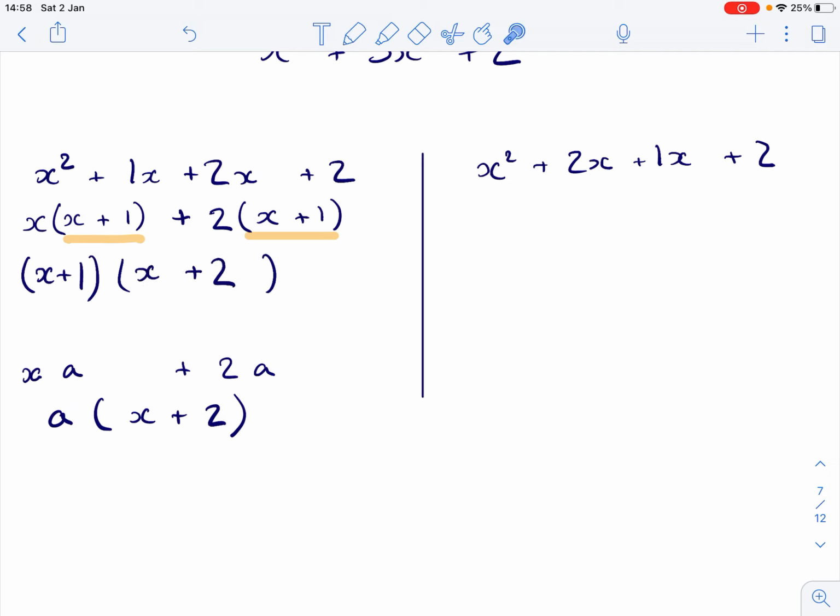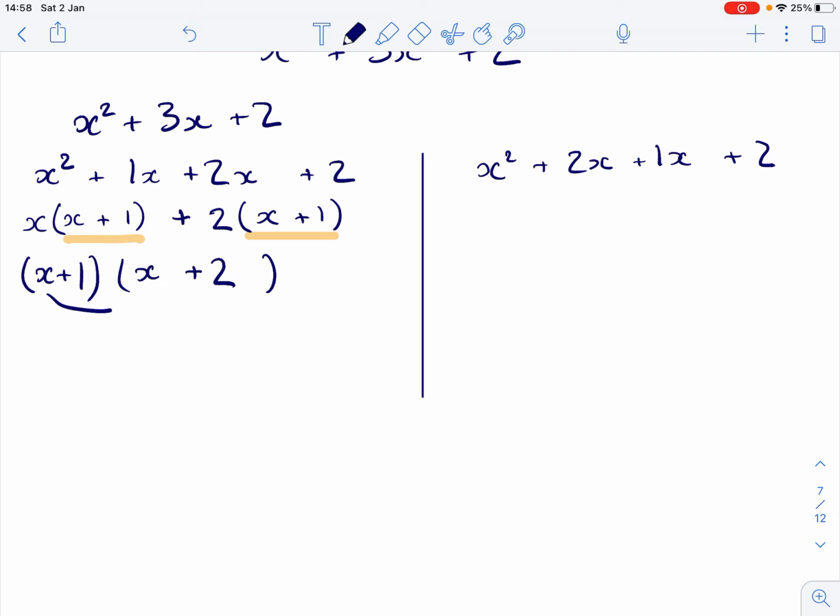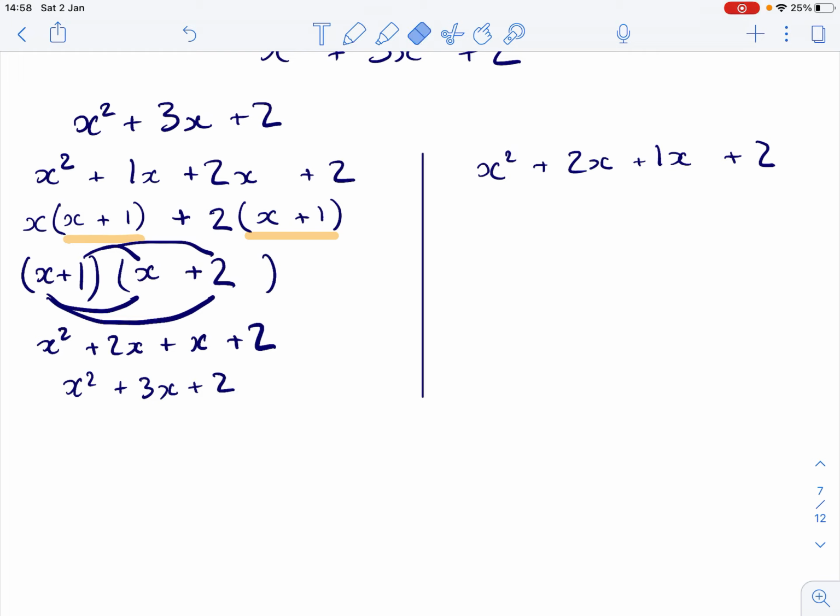So this is our second bracket. The fully factorised version of x squared plus 3x plus 2 is x plus 1 times x plus 2, and you can multiply this out, you can expand it. That's also a good way of checking. x squared plus 2x plus x plus 2 gives you x squared plus 3x plus 2. So this does fully expand properly. So our fully factorised equivalent is this.